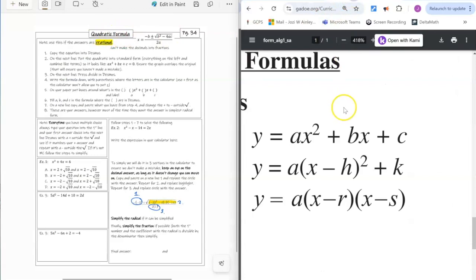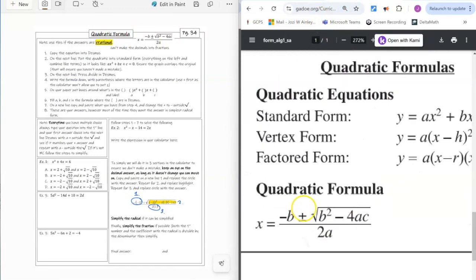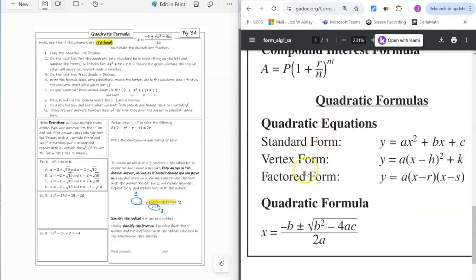So again, if I go to my formula sheet, I'm going to look at where quadratic is right here. You can see there are the three forms: standard, vertex, and factored. And then here's the quadratic formula. So there's nothing you have to remember. You just have to know how to use it. All right, so that is what we're going to focus on in this video.